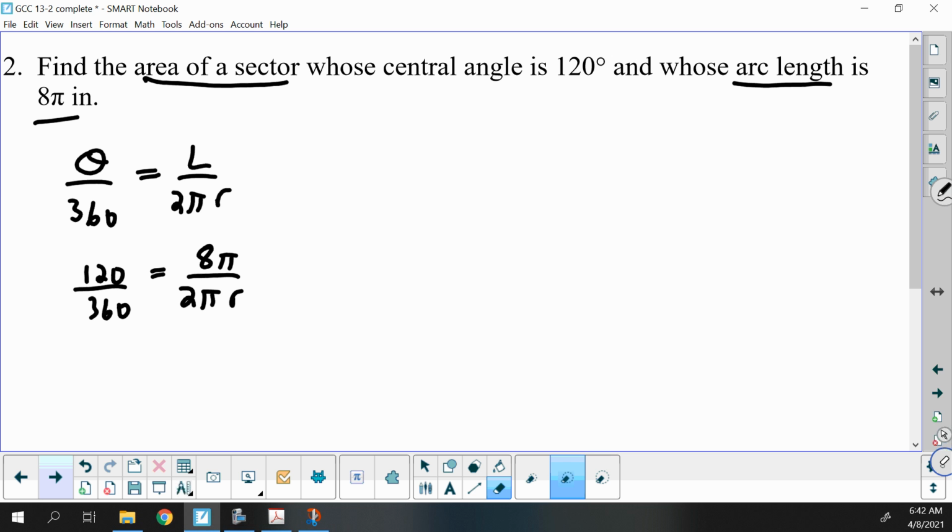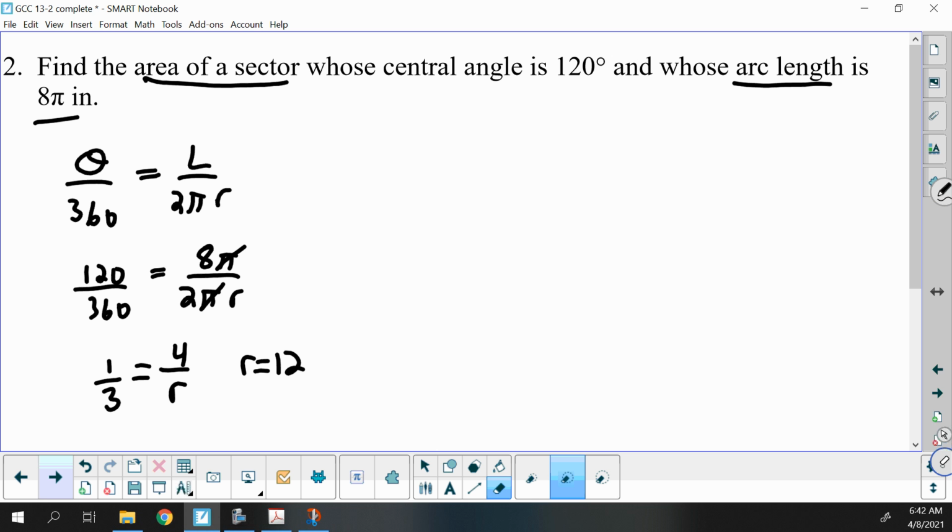You don't have to reduce, but I think it makes life easier. 120 over 360, if you punch that in the calculator, gives you 1/3. Over on the right, the pi's divide out, and 8 over 2 is the same as 4 over 1. So this just becomes 4 over r. And then that's a lot easier cross multiplying. You can just do it in your head, r will equal 12.